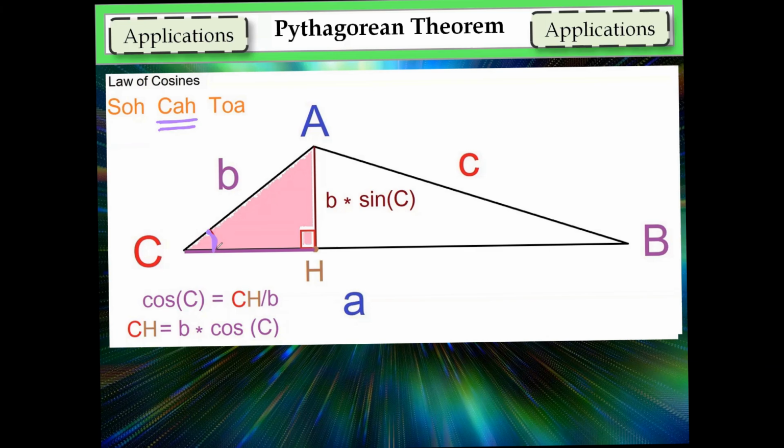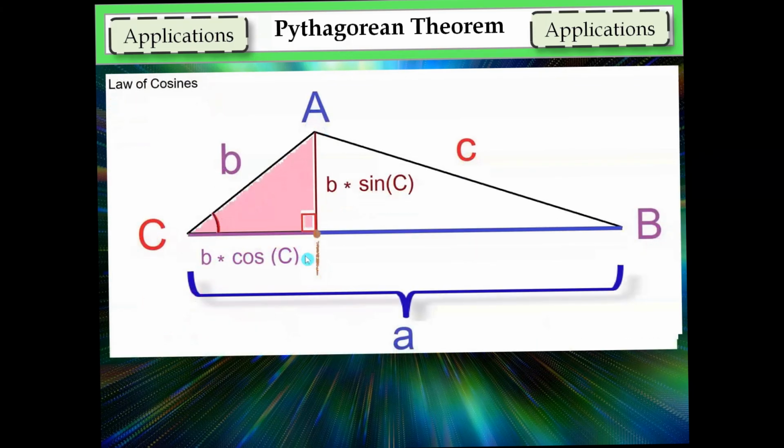With the cosine of angle C, that will equal the adjacent over the hypotenuse, which will be segment CH over the hypotenuse b. We'll solve for segment CH, and that will equal b times the cosine of angle C. We'll replace the base of the left triangle, the triangle AHC, with b times the cosine of C. This will divide the length of BC into two parts.